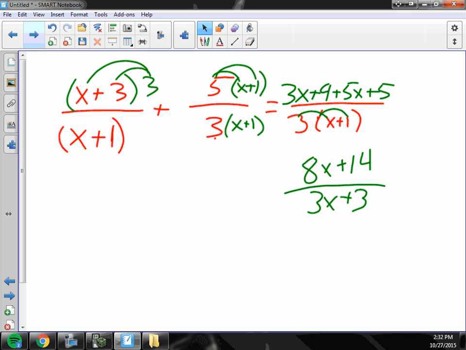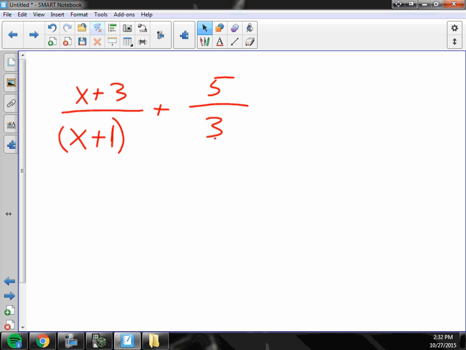Okay, look at this one. Oh, hey. So now we're introducing polynomial or rational expressions. What is the common denominator going to be?